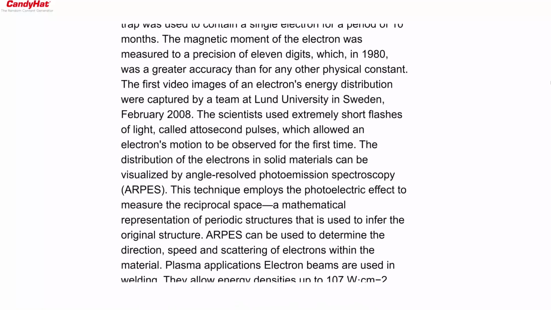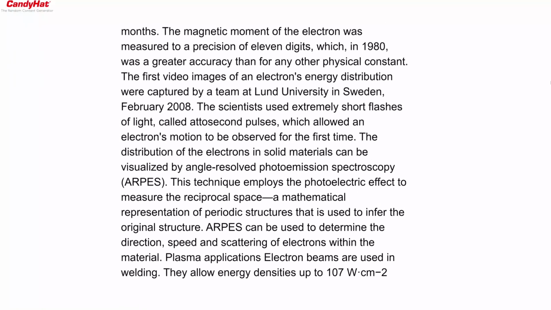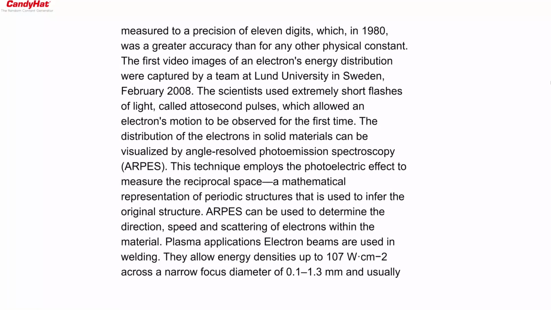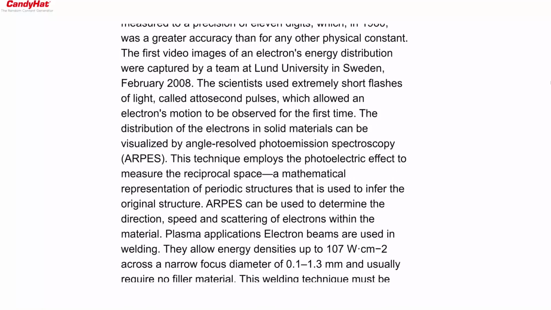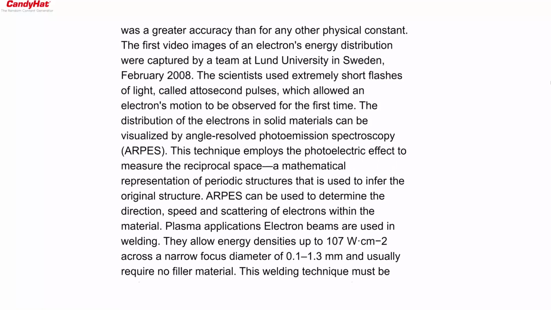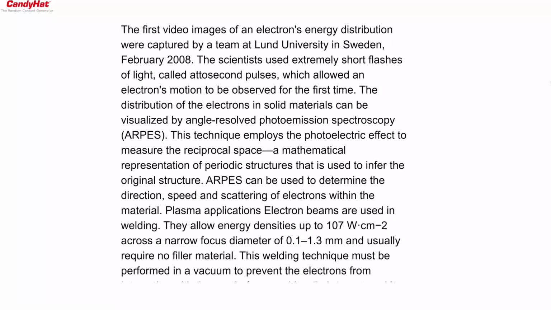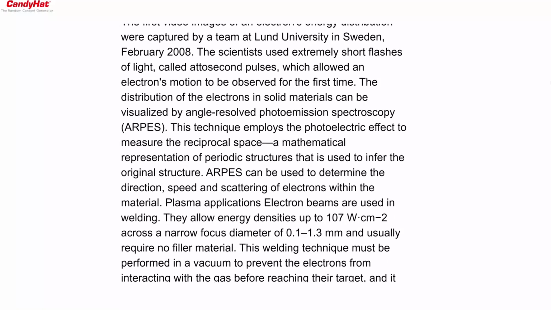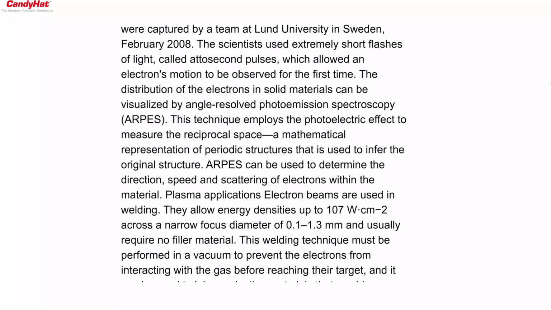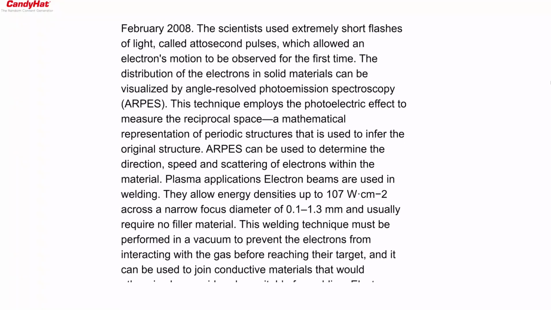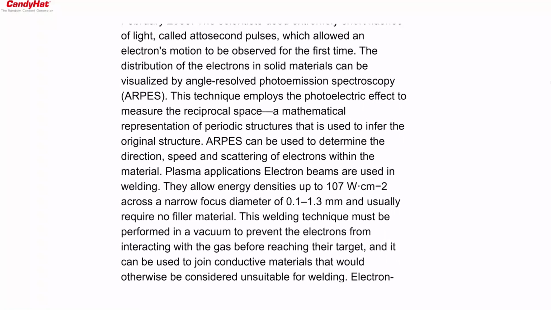The first video images of an electron's energy distribution were captured by a team at Lund University in Sweden, in February 2008. The scientists used extremely short flashes of light, called attosecond pulses, which allowed an electron's motion to be observed for the first time. The distribution of the electrons in solid materials can be visualized by angle-resolved photoemission spectroscopy, ARPES.